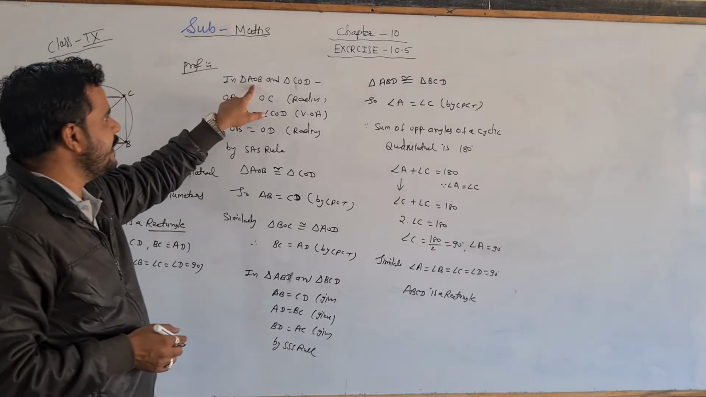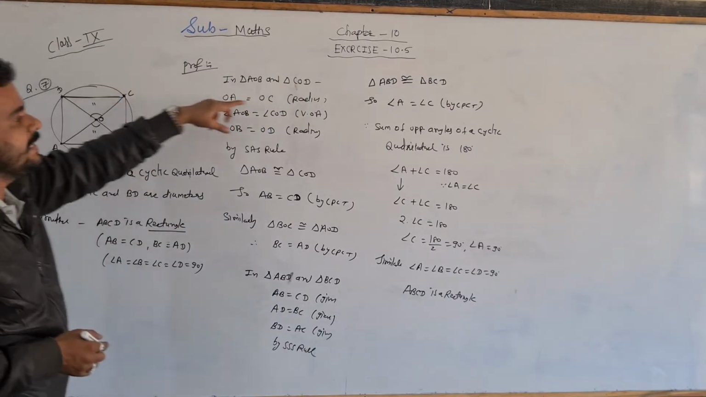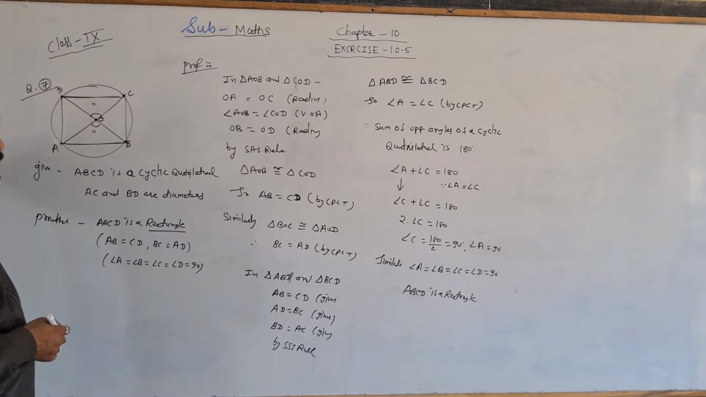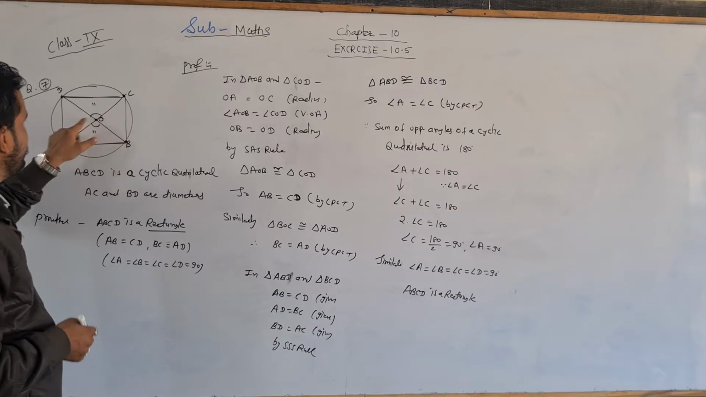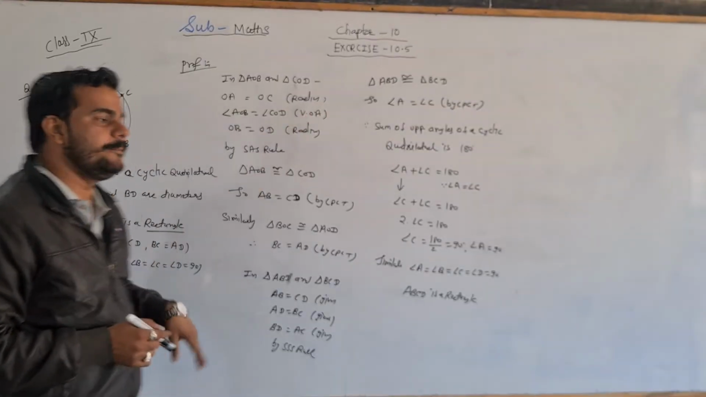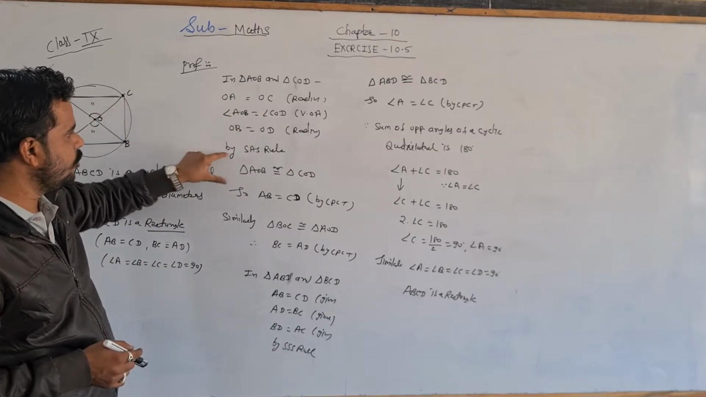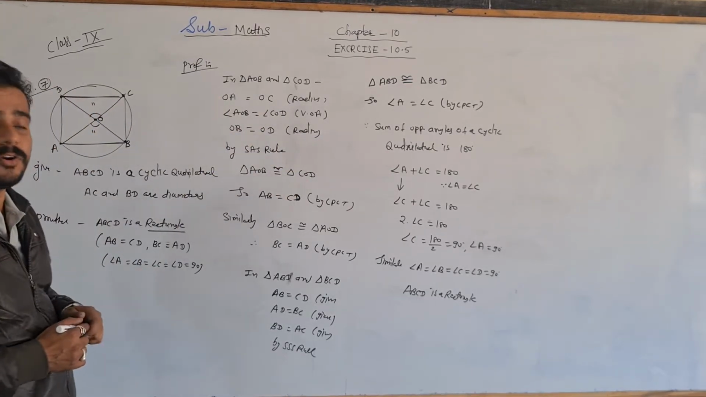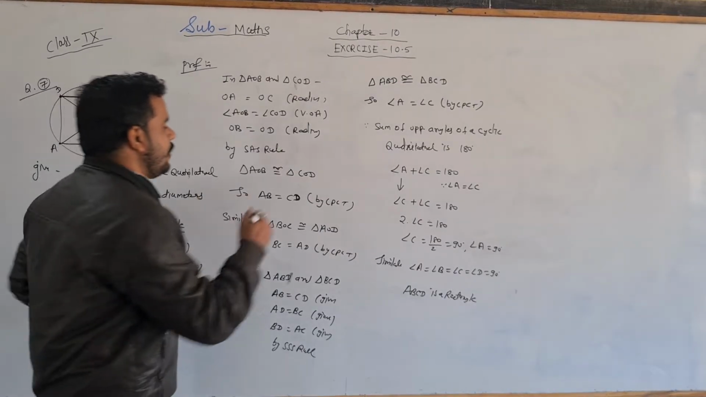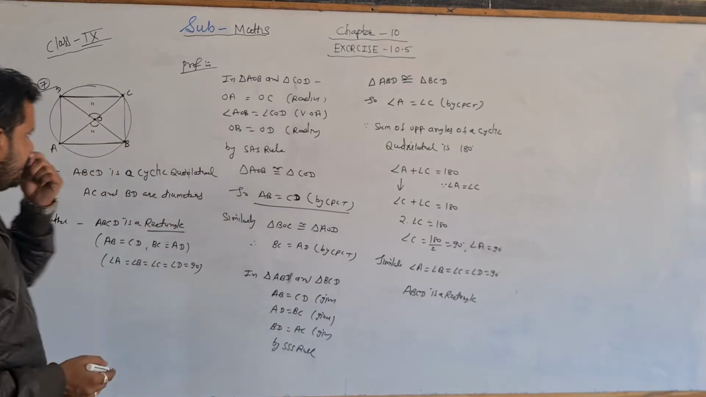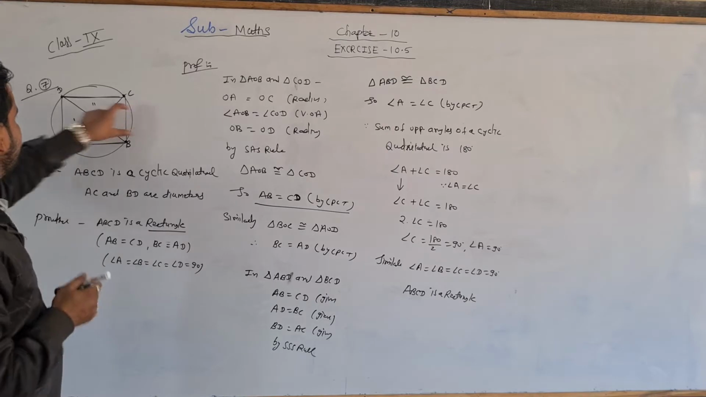So I mentioned clearly triangle AOB and triangle COD. First condition: OA equals OC, radius of circle, because AC is diameter. Second thing, angle AOB equals angle COD, vertically opposite angles. And third thing, OB equals OD, again radius. So by SAS rule, triangle AOB and triangle COD are congruent. That's why we can say that AB equals CD. One pair of opposite sides is equal. Similarly, when we prove this triangle and this triangle congruent, then we will get BC equals AD.